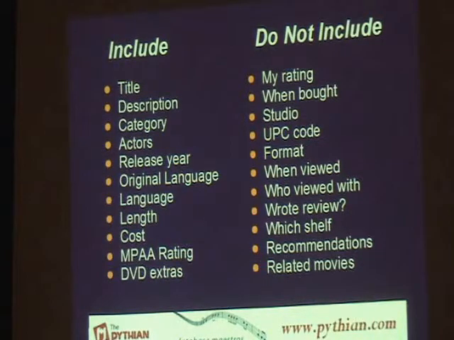Recommendations and related movies are a whole other thing that I don't want to get into. But we are going to include title, description, a little description, plot synopsis, whatever. Category, actors, release year, original language, and the language it's currently in, so if I bought a French movie but it's dubbed in English. The length of the movie, the cost of the movie, the MPAA rating, which is PG-13, whatever, and then any DVD extras, like if it's the director's cut or if there's commentary.